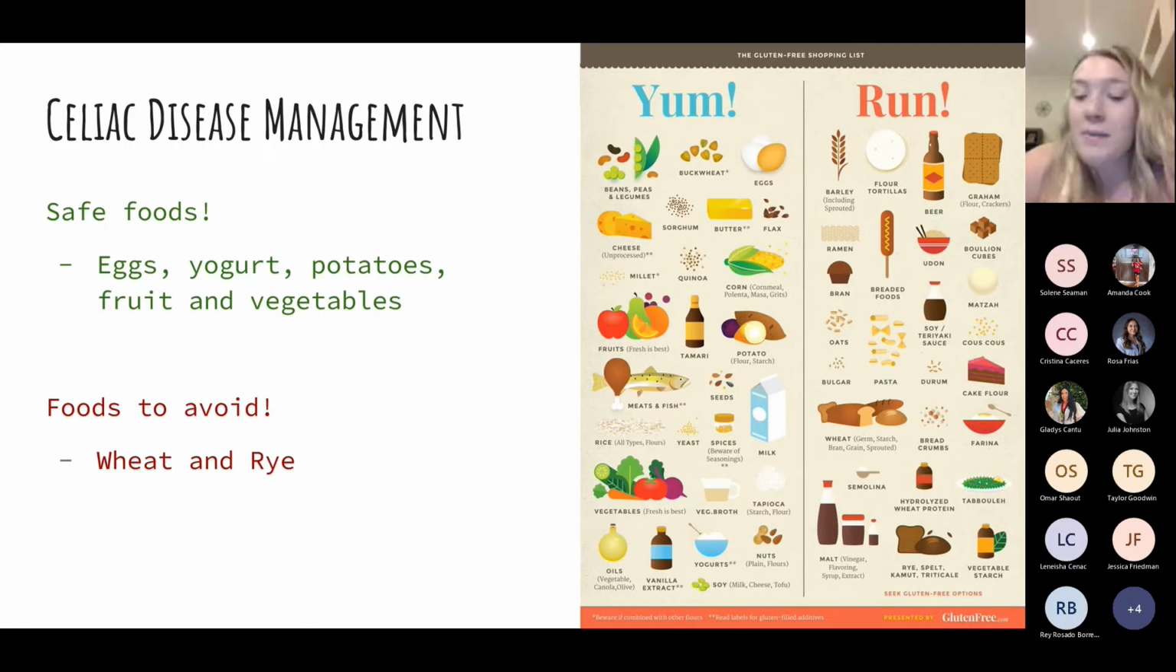So disease management is all about nutrition. We're going to want to avoid wheat and rye, and we're going to want to give them their safe foods: eggs, yogurt, potatoes, fruits, vegetables, etc. Keep in mind, these patients cannot have beer.